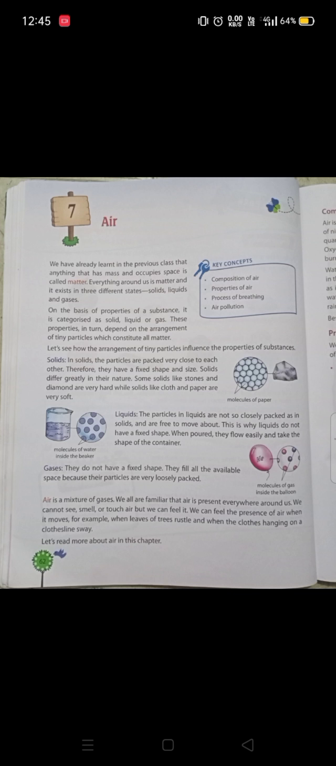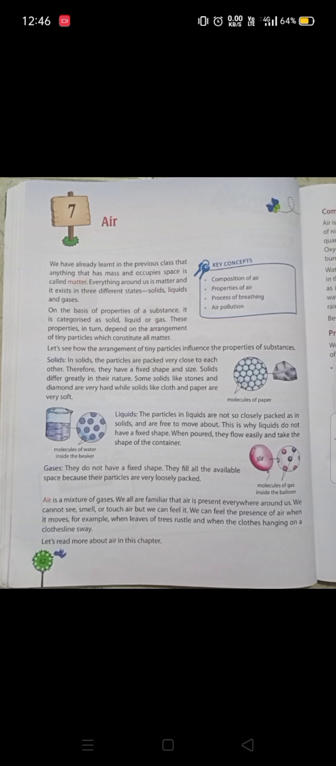Alright, so first of all we are going to study about solids. In solids, you see the particles are packed very close to each other. You just pick up your copy or your book, and you will see that in this book or copy, the particles are packed very closely. That's why it has a particular shape of a book, a particular shape of a copy. Therefore they have a fixed shape and size.